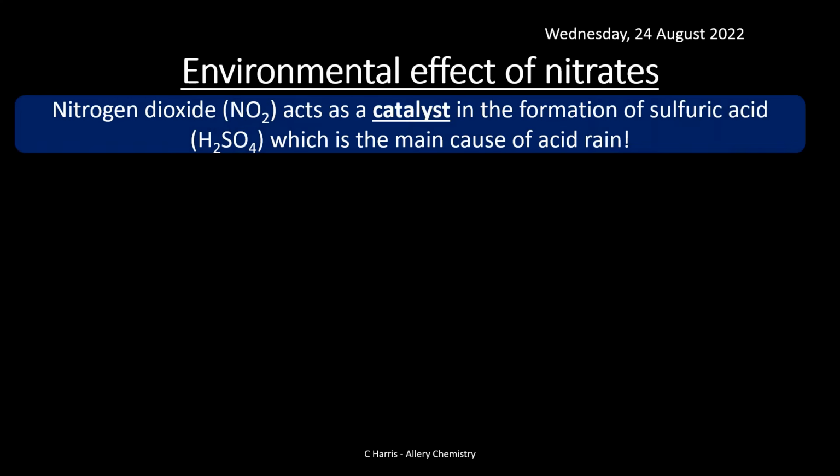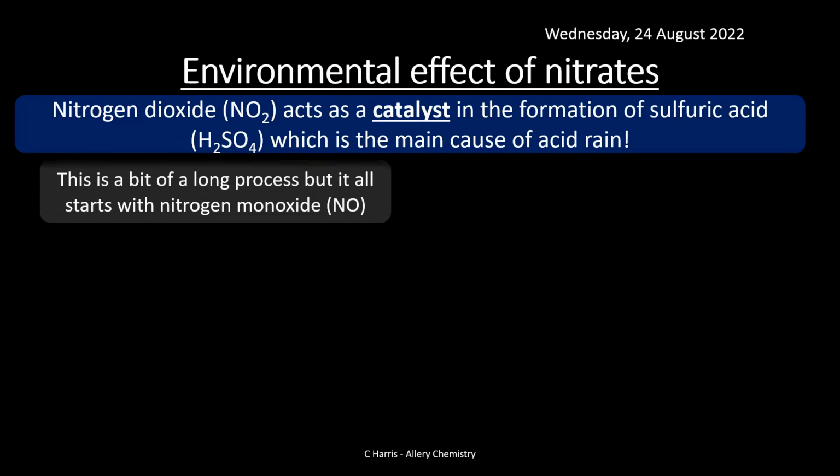Okay, so let's have a look at some of the environmental effects of, say, nitrates, so nitrate-based compounds, and what do they actually do in the environment? Why are they actually so bad? So nitrogen dioxide, NO2, acts as a catalyst in the formation of sulfuric acid, which is H₂SO4, and actually that is the cause of acid rain. And this is why I want to try and reduce some of these chemicals from getting into the atmosphere.